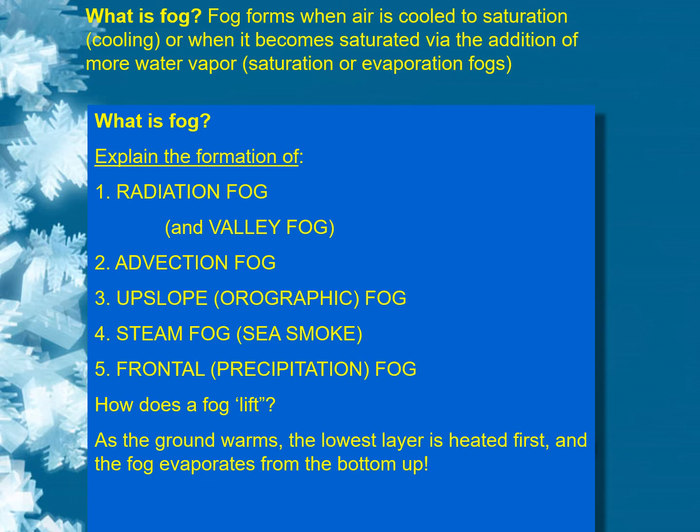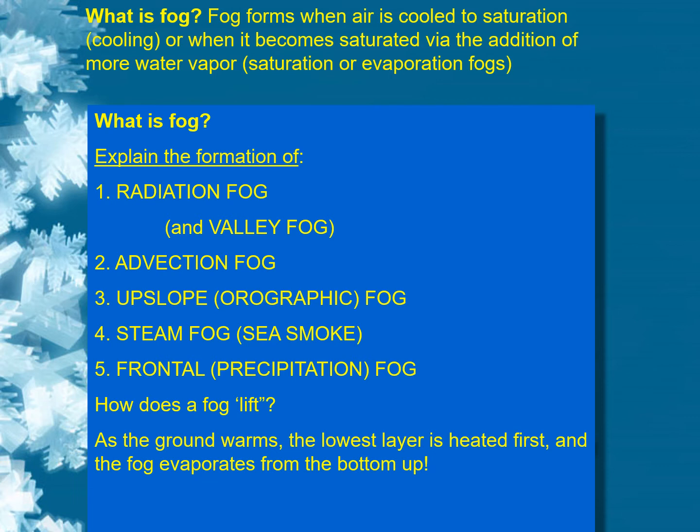So what is fog? It's basically a cloud at the ground surface. So when the air close to the surface is cooled down to the dew point temperature, so you have saturation of 100% humidity, then fog can form. It can also form if you have more water vapor added to that air mass there at the ground surface. And that would be the case in evaporation fogs and saturation fogs.